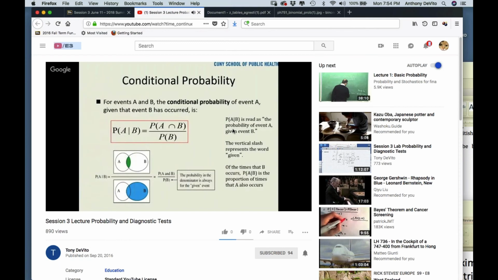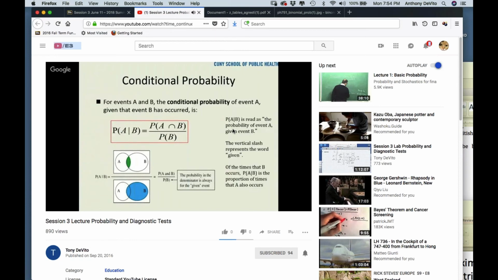That formula looks familiar, doesn't it? The conditional probability, which I mentioned, is the probability of one event occurring conditional on the second one already having occurred. So this is the probability of A conditional on B, and it's equal to the intersection of the two divided by the probability of event B having occurred.